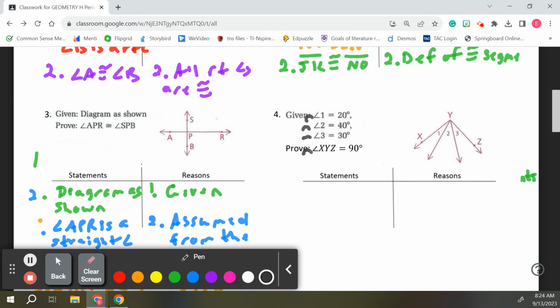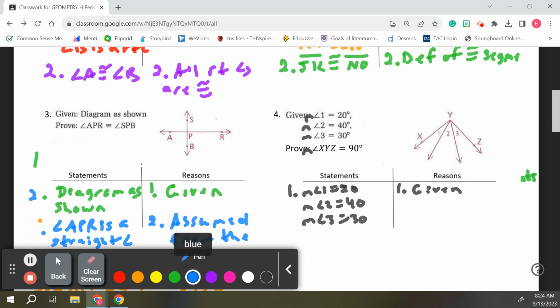All right, so step 1, again, always work with those givens. Now, if you want to, you can also split up the givens. I have an example for that as well. So we're going to have measure of angle 1 equals 20, measure of angle 2 equals 40, measure of angle 3 equals 30. So that's what's given to us. Yes. Without the given, you have nothing. Sorry, nature of the beast, right?